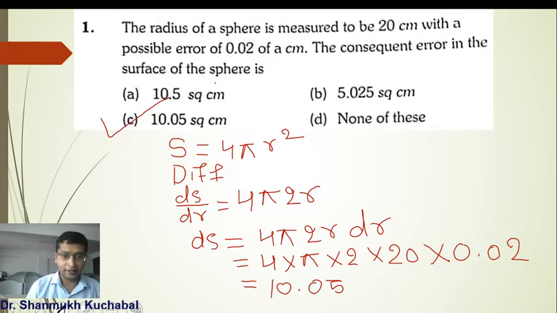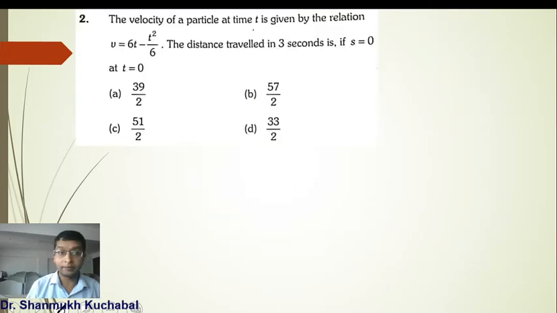Like this, we have to take an equation, and since it is a rate of change, we have to differentiate and substitute all the values, and we get a solution for this. So we'll move to the next example.